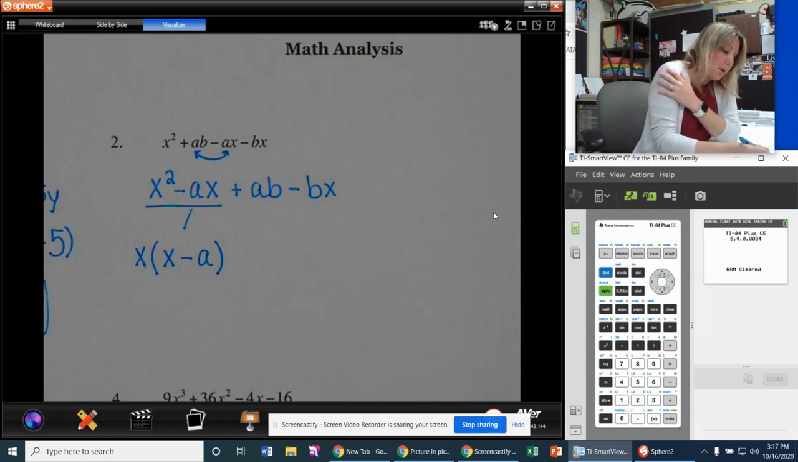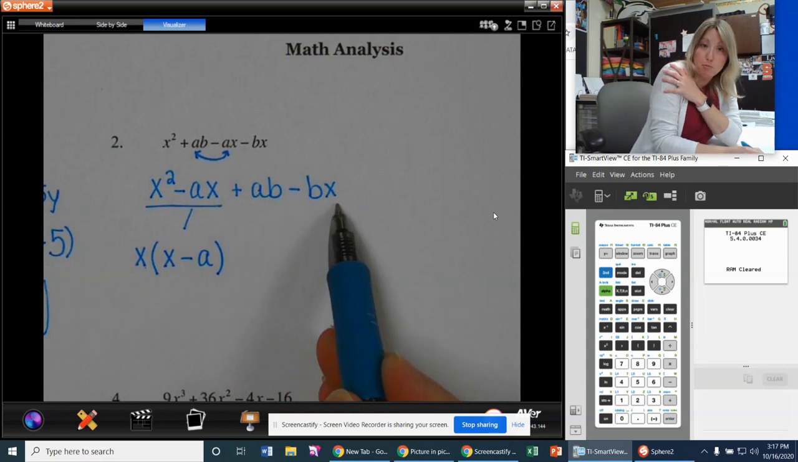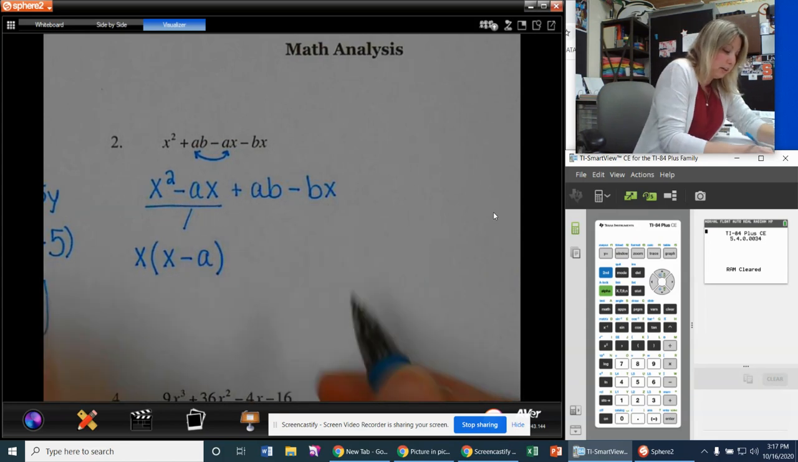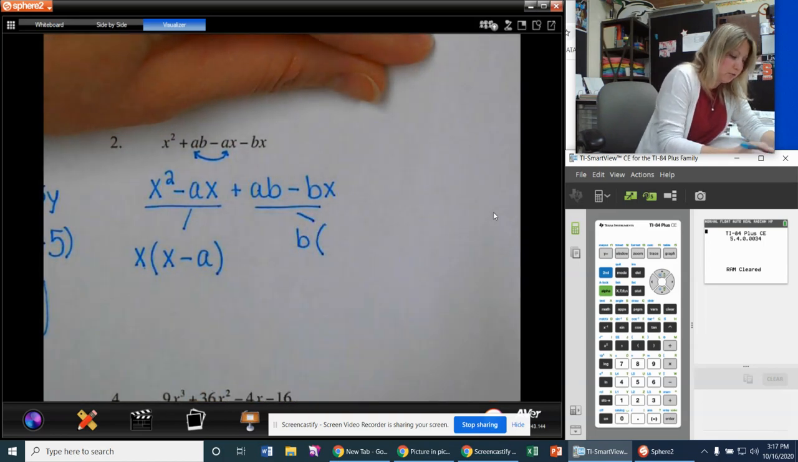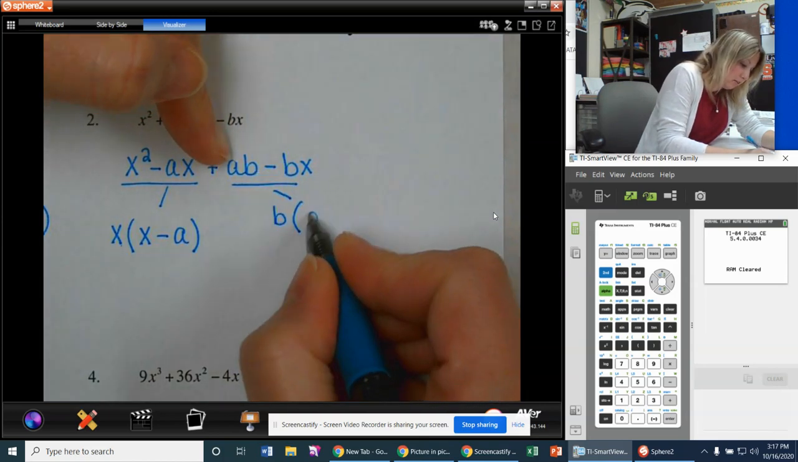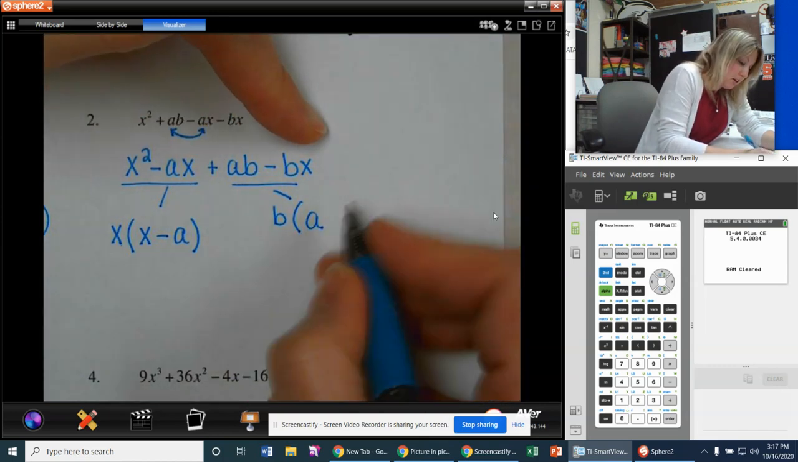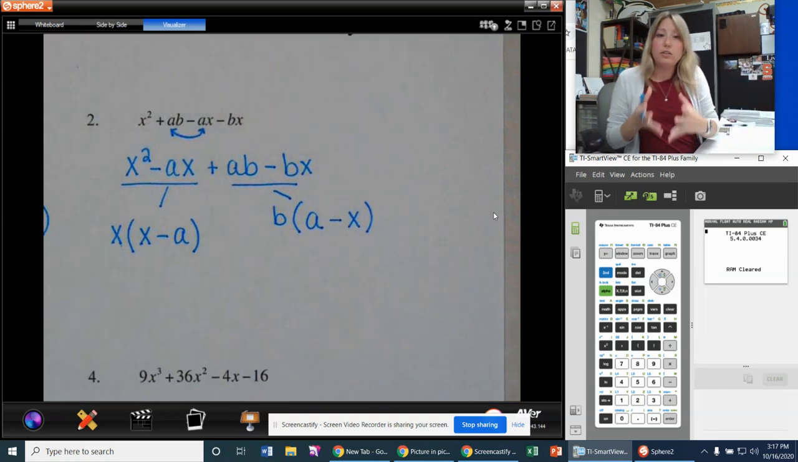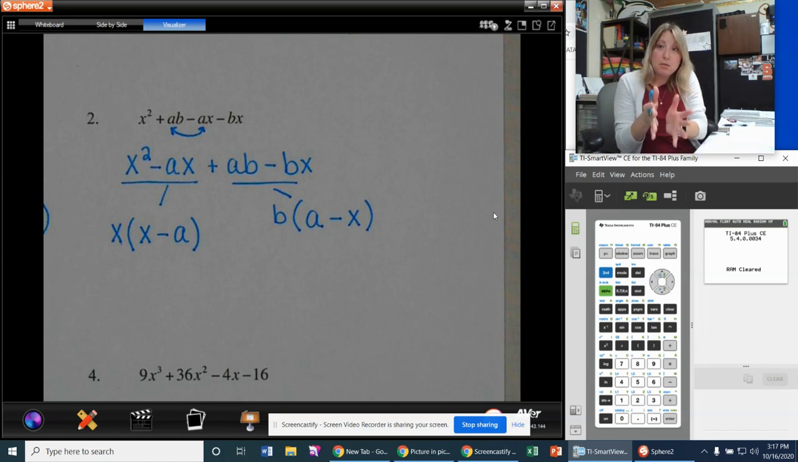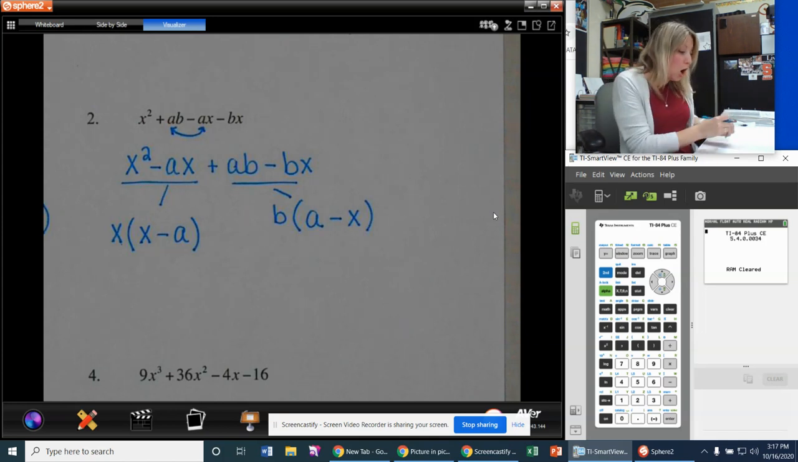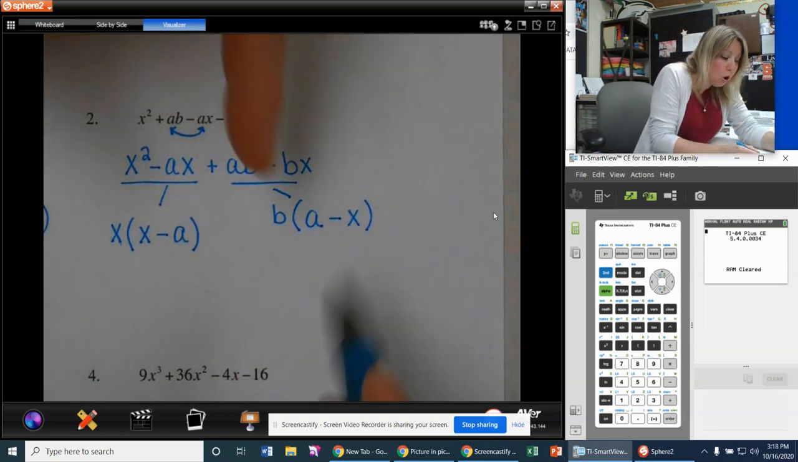Now, as of right now, you can pull a b out of both of these. Will that leftover yield me an x minus a? Let's try it. Let's pull a b out of both, and let's see what we have left over. ab divided by b is a, and negative bx divided by b is negative x. Is this exactly the same leftover right now? No. And I need it to be exactly the same leftover for me to know that these two GCFs go in one binomial together. Since I don't have exactly the same leftover, but I'm so close, right?